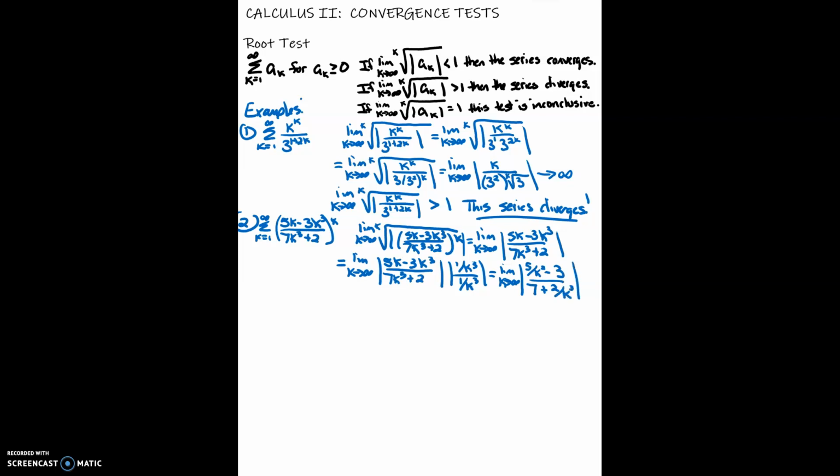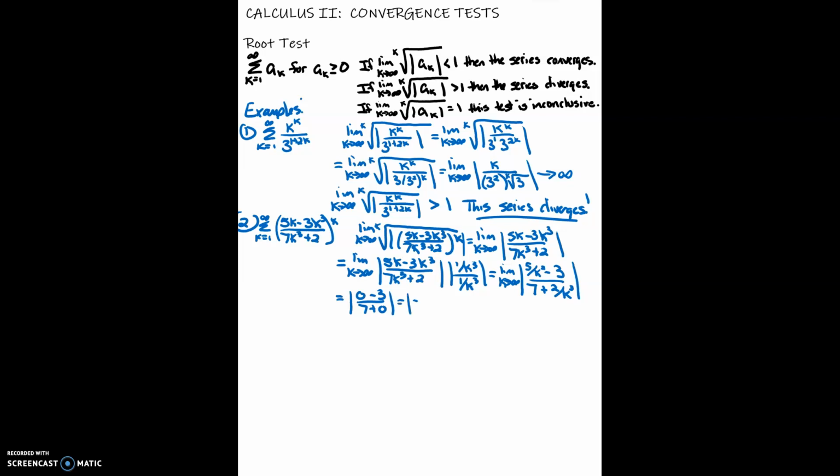All right, now we can take the limit as k gets really large. k squared gets really large, which means 5 over k squared gets really small. Same thing with k cubed, that's going to get really large, so 2 over k cubed gets really small. Really small means the limits go to 0. So we have 0 minus 3 over 7 plus 0.